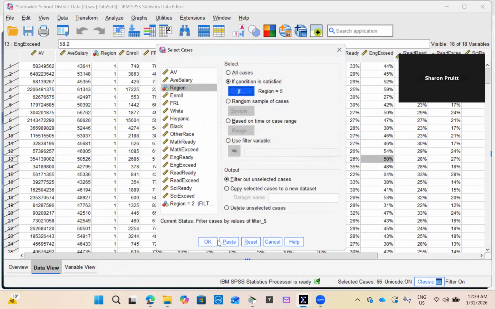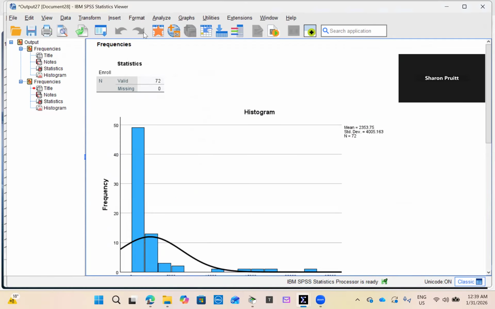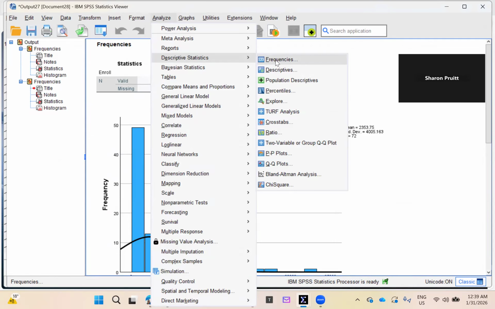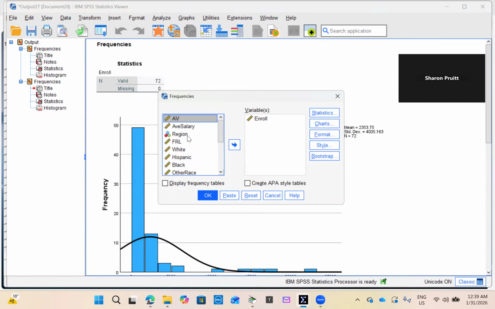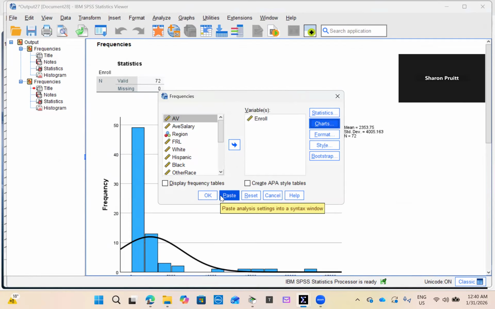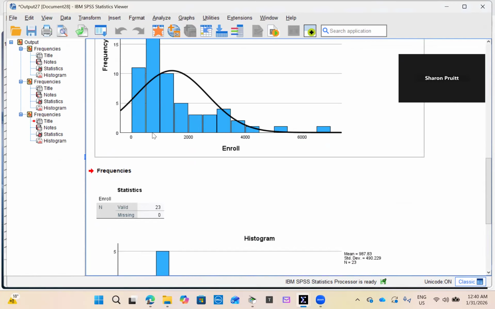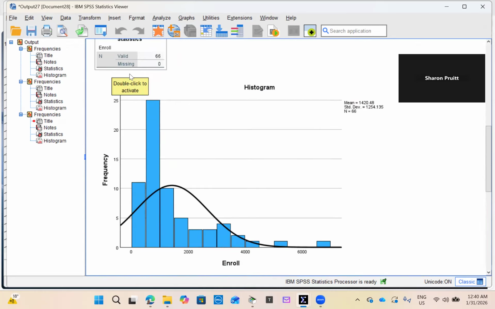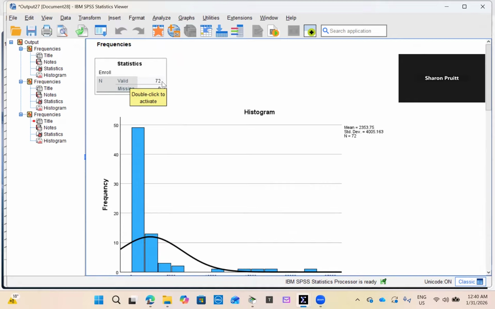I click Continue, OK. Now I go to Analyze, Descriptive Statistics, Frequencies. We want to make sure our enroll variable is in the variables box. Click on Charts, Histograms, Show Normal Curve on Histograms, Continue. OK. Region 1, N is equal to 72.